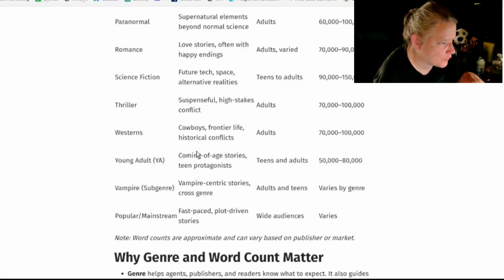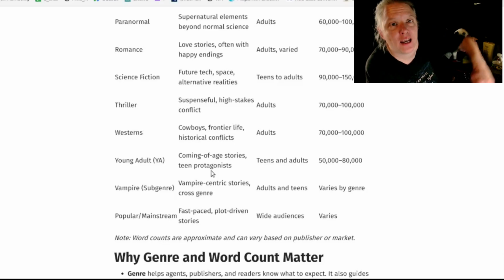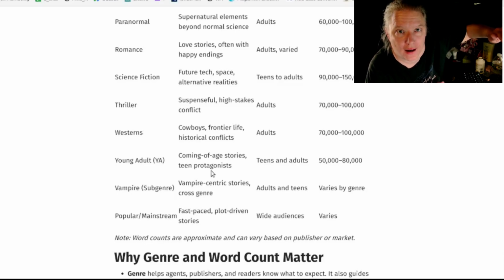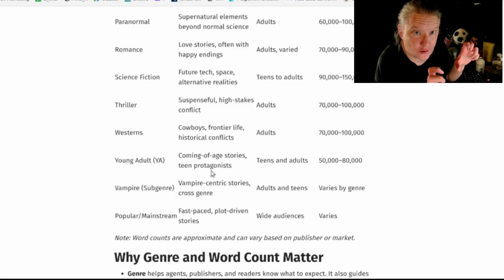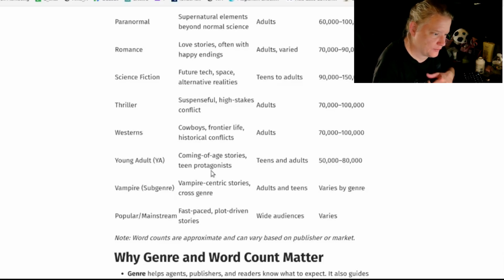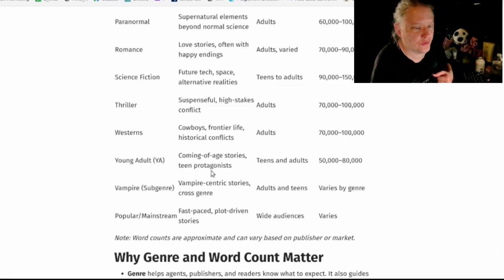Westerns, cowboys, frontier life, and historical conflicts. Typically for adults, 70 to 100,000 words. Young adult or YA, these are coming of age stories with teen protagonists. Teens and adults typically read these. They can be any of the above genres other than erotica and explicit romance. And what they end up being is 50 to 80,000 words, and they're just written for a younger, not mature, audience, but they could be any of the above genres except explicit.